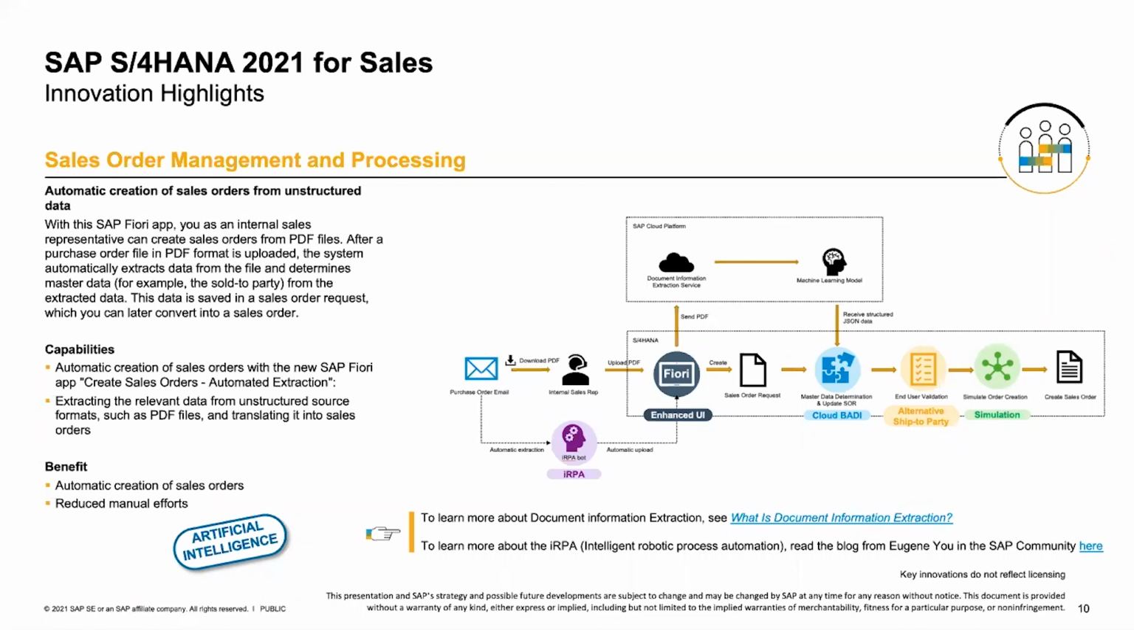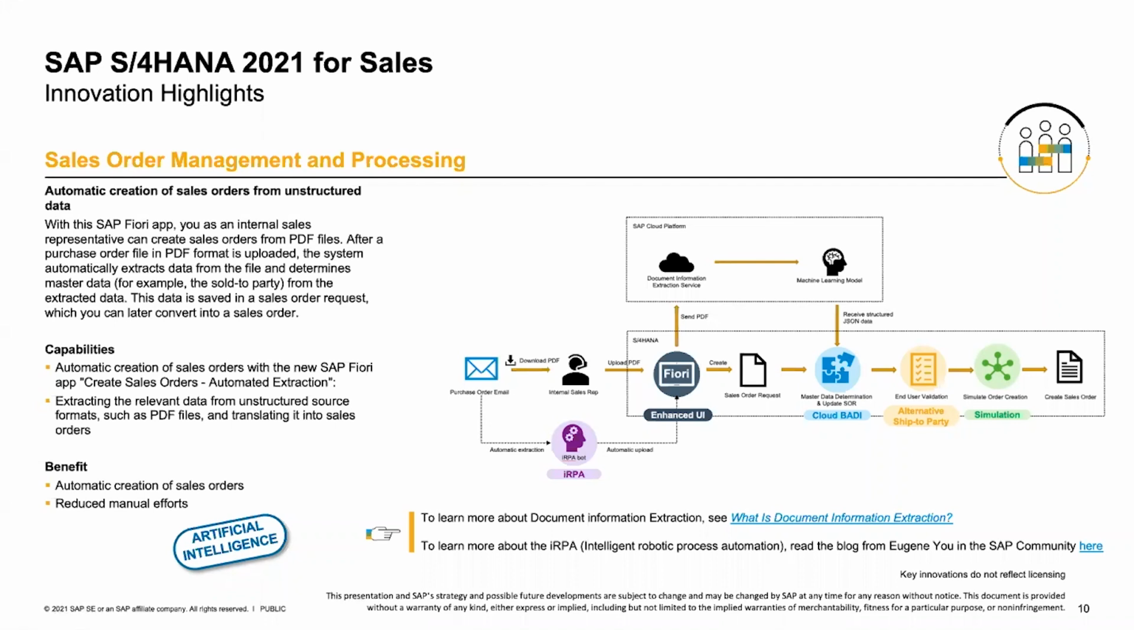identify sales data based on the purchasing data. For example, identify the sold-to party based on the purchaser name and address, and enter the data manually in the structured form as required to be processed in SAP S/4HANA.